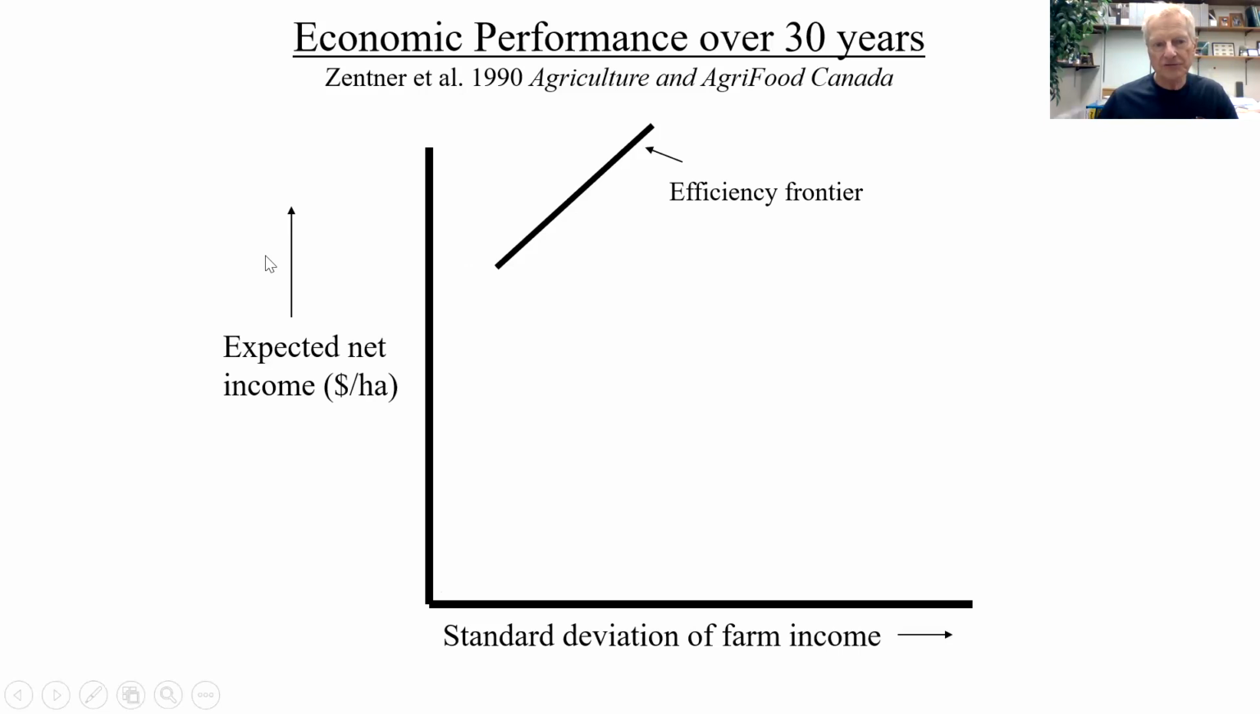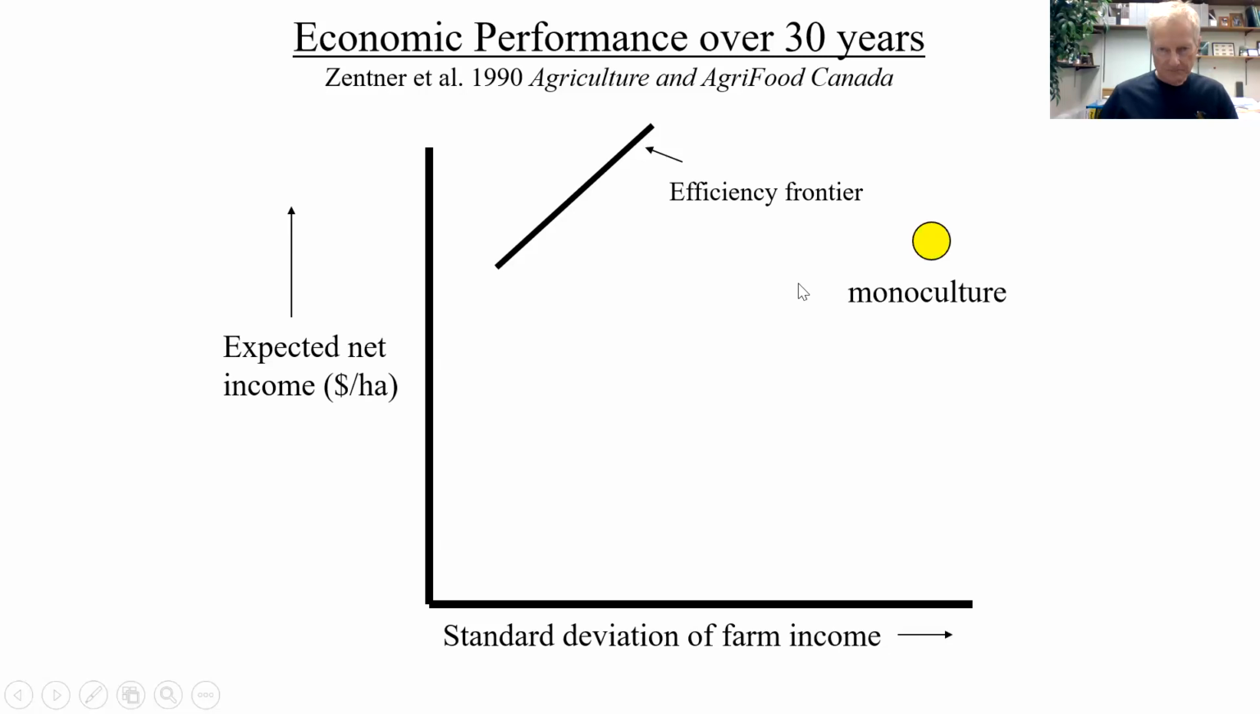On this axis, it has expected net income. Okay, that's net income. And here is standard deviation of income on the bottom x-axis. So this is the variation in income. And the efficiency frontier is the most profitable you can be.